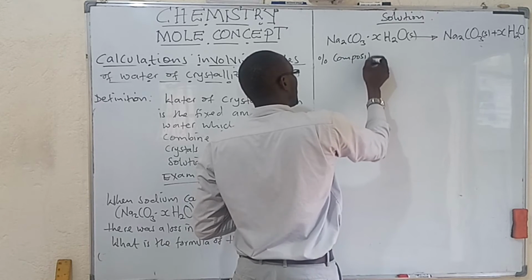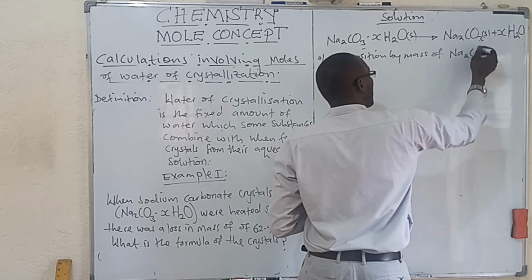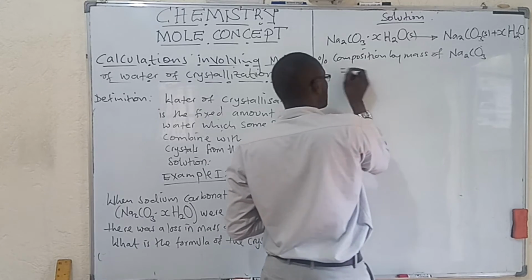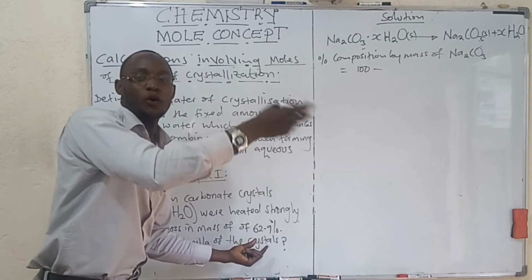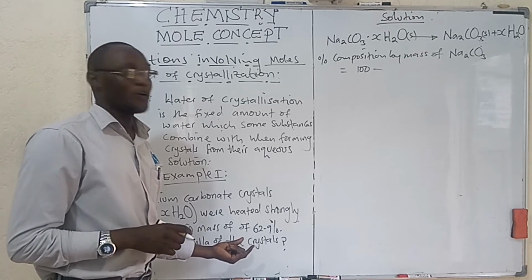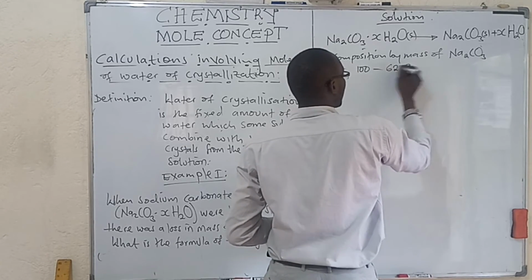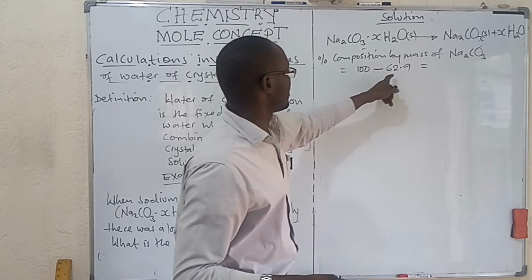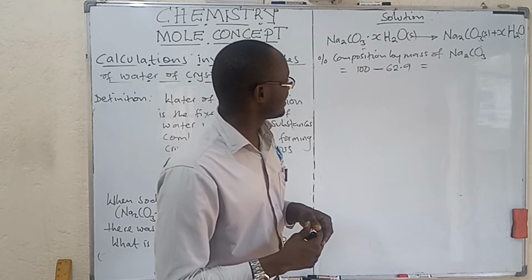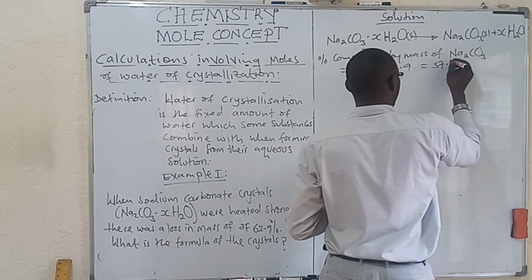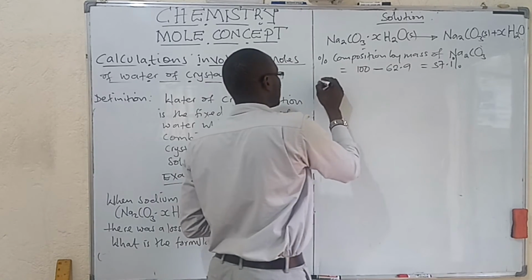Percentage composition by mass of sodium carbonate only, the pure crystal, is the whole 100 subtract off the percentage of the water which was lost. Hope that is very clear. So this will give you 62.9. When you subtract, what do you get? Try to subtract 100 minus 62.9. What do you get? Oh, people are telling me 37.1, exactly. So this is 37.1%.